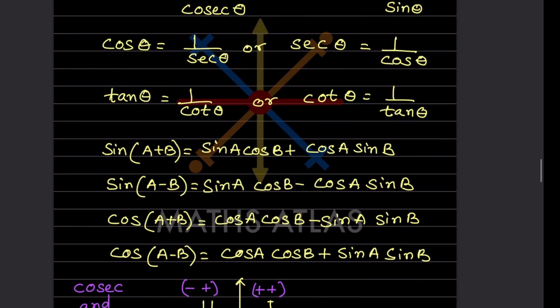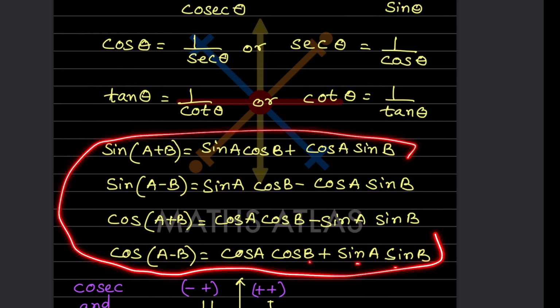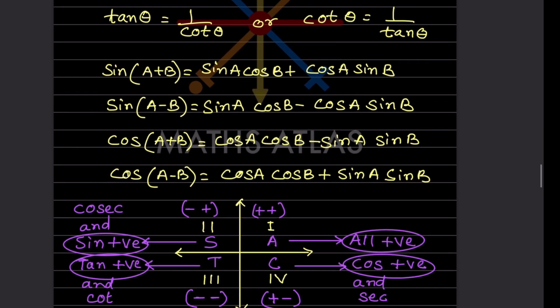Now let us see the next ones. Sine of a plus b is sine a cos b plus cos a sin b. Sine of a minus b is sine a cos b minus cos a sin b. Cos of a plus b is cos a cos b minus sin a sin b. Cos of a minus b is cos a cos b plus sin a sin b. So these four are separate ones that you have to remember.